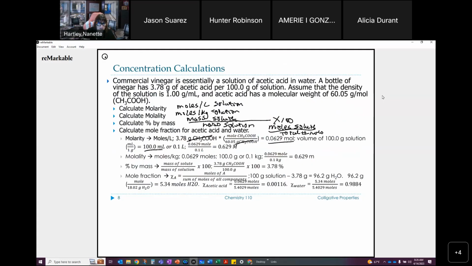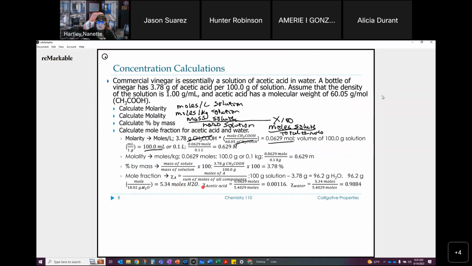So chi A is equal to the moles of A over the sum of the moles of all components. I have 100 grams of solution, but that 100 grams contains 3.78 grams of acetic acid. That means I have 96.2 grams of water present in that mass. That 96.2 grams divided by the molecular weight of the water, 18.02 grams per mole, gives me 5.34 moles of H2O present in this solution.